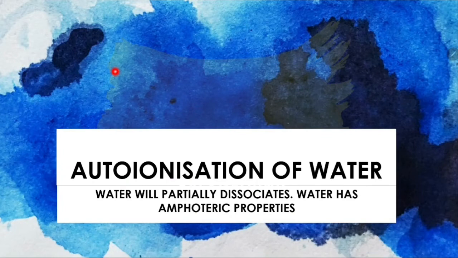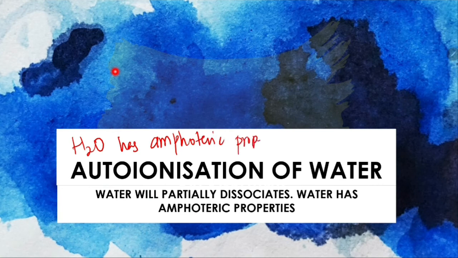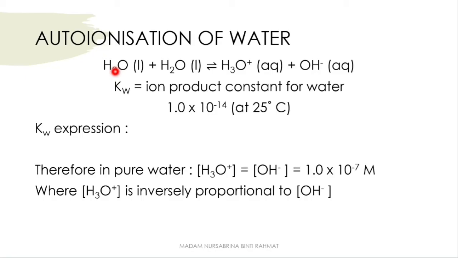Alright, so what is auto-ionization of water? Like I said to you, water has amphoteric properties. That means it can exist as both acid and base. So between two different water molecules, they can ionize each other. One can be acid and another one can be base. But it only partially dissociates because water is a weak acid or a weak base.